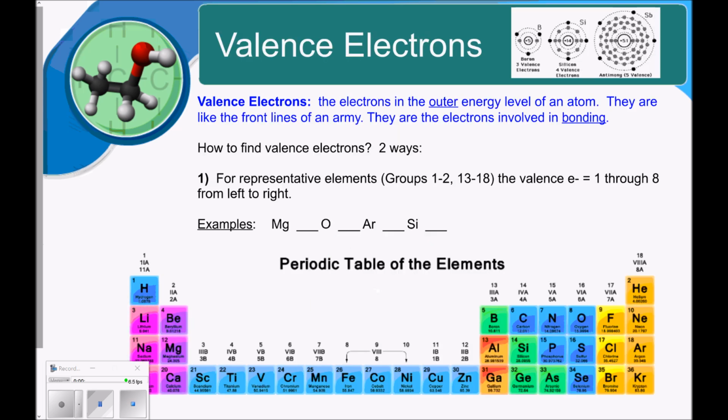Valence electrons. Hopefully at this point in chemistry you're comfortable with these guys, but we're going to review them anyways. They're the electrons in the outer energy level of an atom. We say they're like the front lines of an army because they're the electrons involved in bonding. So how do we figure out the valence electrons? There are two different ways. The first way is probably the way you're the most comfortable with. It's by memorizing the pattern on the periodic table.